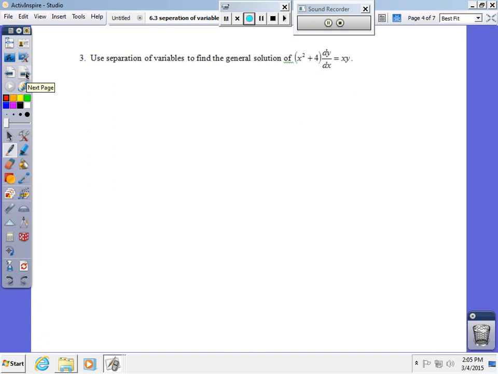Get everything in terms of x on one side, get everything in terms of y on the other side, and then integrate. So let's see what we're going to do for this one. All right, so let's solve for dy. dy dx is equal to xy divided by x squared plus 4. And now I think I can cross multiply here. So this is going to be x squared plus 4 times dy equals xy times dx.